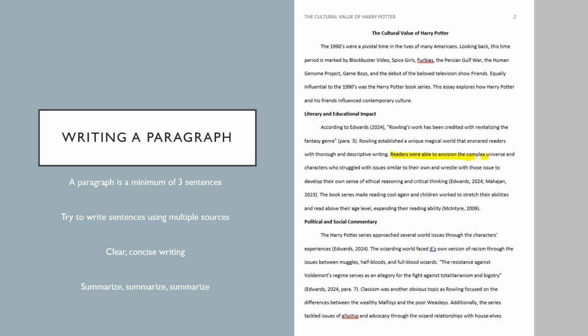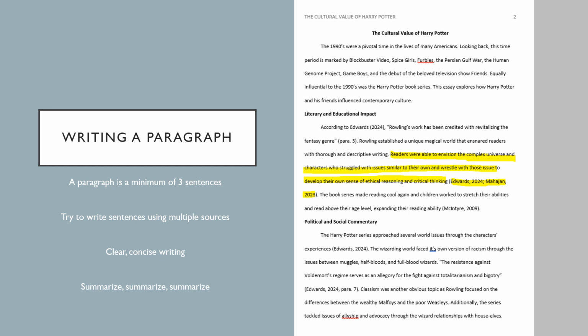Okay, in this sentence right here, I talk about how Harry Potter helped kids develop their own sense of ethical reasoning and critical thinking. But I built this sentence not from a quote. It's a summary of what both Edwards and Mahajan said. And so I pulled these 2 sources together to make my own sentence. And that's really what you're trying to do with APA writing.